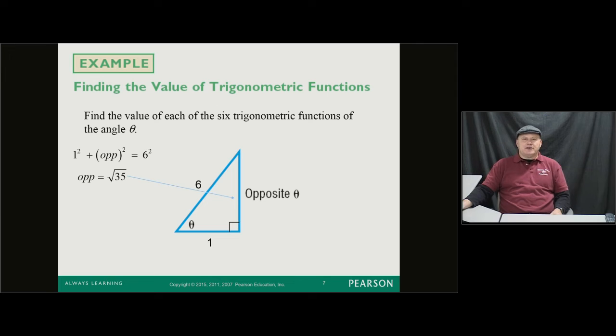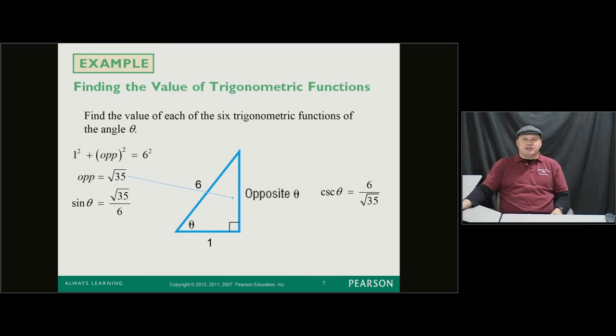Now Sohcahtoa, SOH: sine of theta is the opposite side, which is the square root of 35, which I just found, over 6, the hypotenuse. And since cosecant is the reciprocal of that one, the cosecant of theta is 6 over the root 35.